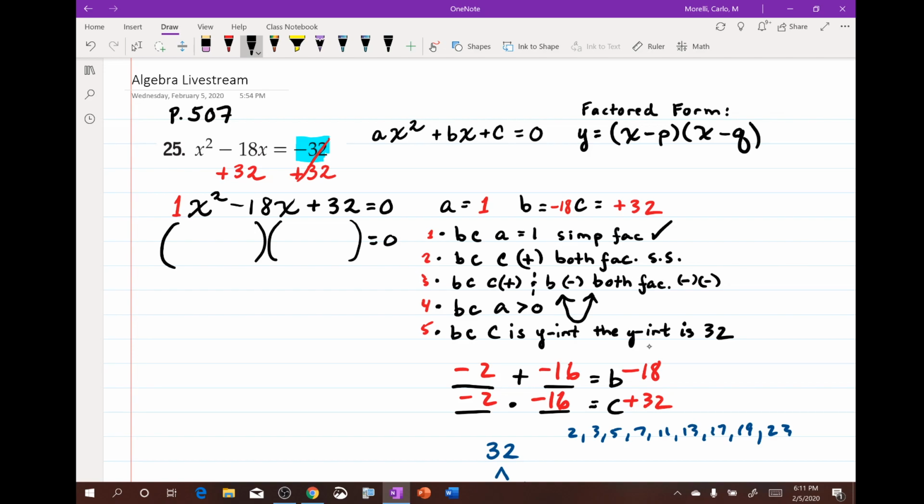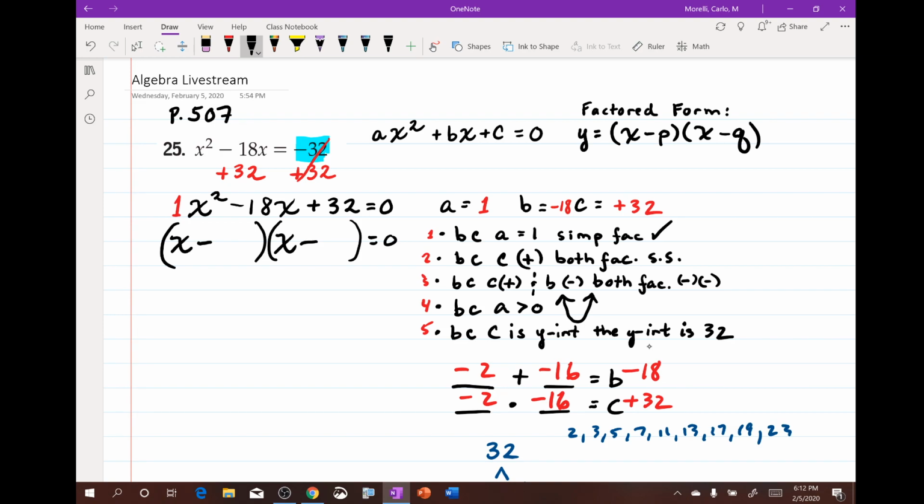And now the leading coefficient is 1. So we're just going to put x and x in those binomial expressions. And we remember our analysis. We said that because c was positive, both factors would have the same sign. And because c was positive and b was negative, they would both be negative. So we're going to go in there and put x minus and x minus.